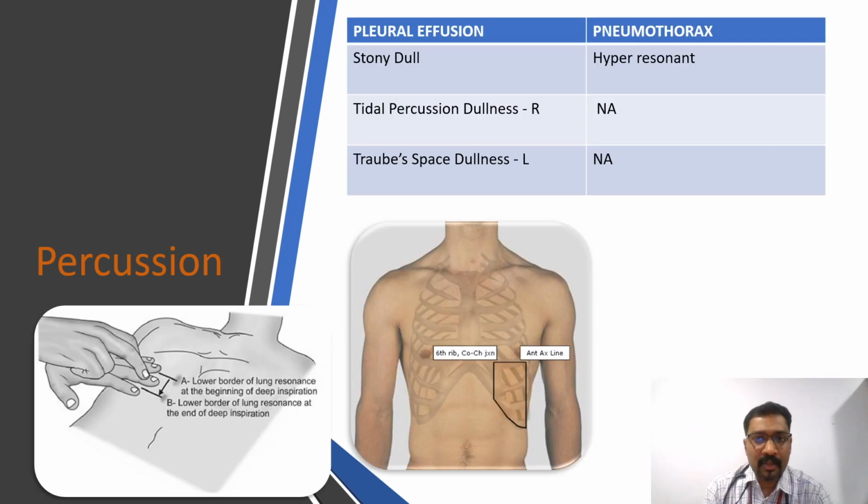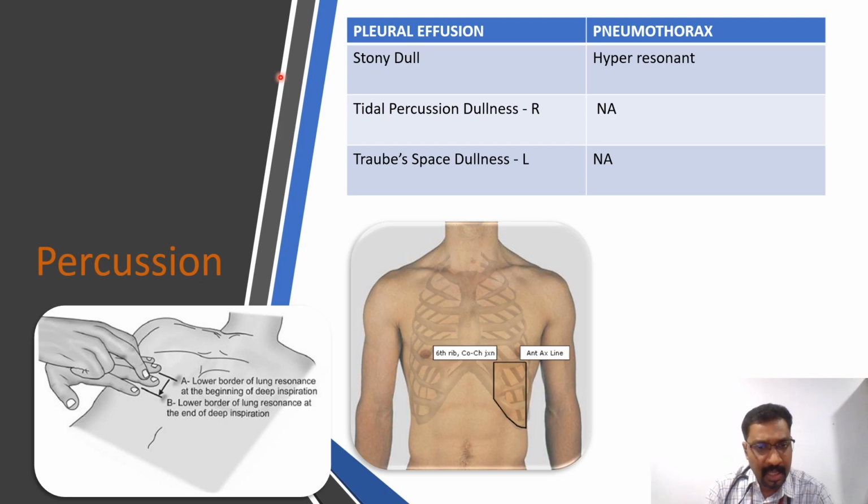So what are the percussion findings in a patient with pleural effusion? It is the classical dullness that you will get, and is classically described as a stony kind of dullness. In pneumothorax, you will get a hyperresonant note. But there are other factors of percussion that are important.